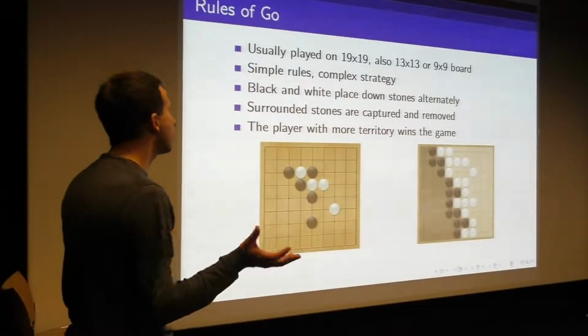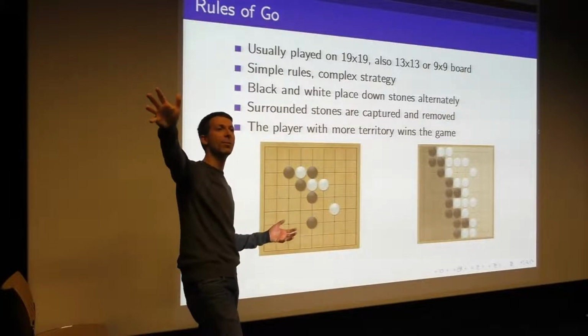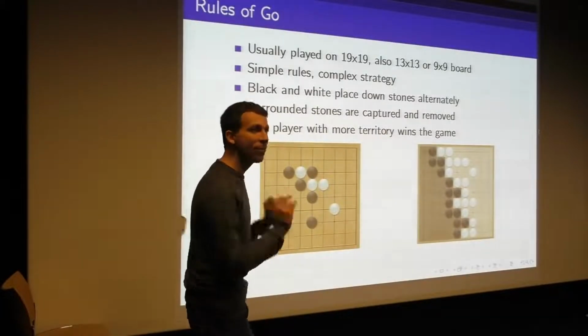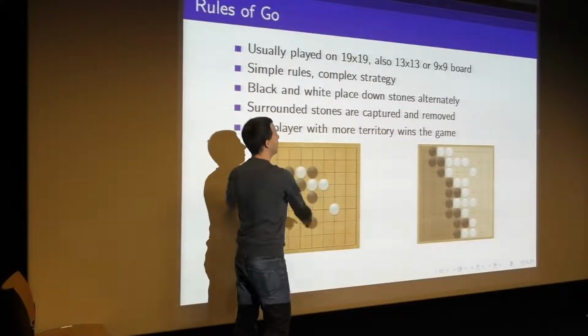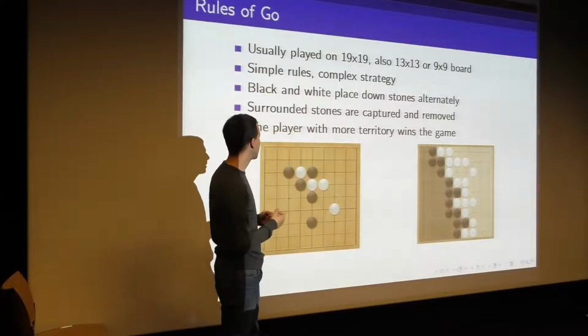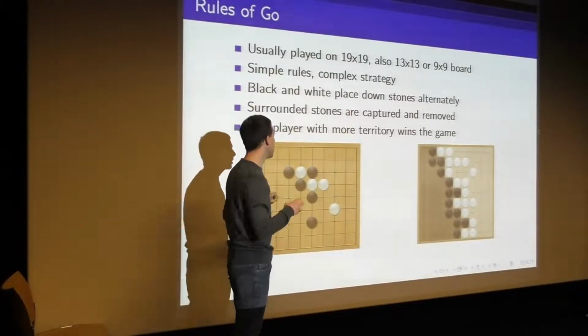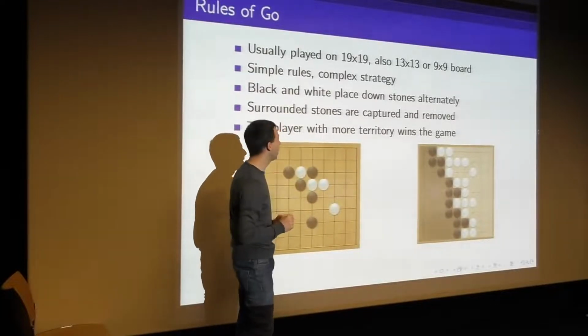So let's just very briefly understand the game. How many people here have heard of Go or played? How many people know the rules? Okay, about a quarter. So very briefly in one slide, you take a board, which is usually 19 by 19, but can be smaller. I'll illustrate it with some smaller ones. And the idea is that black and white take turns to place down a stone at some intersection.